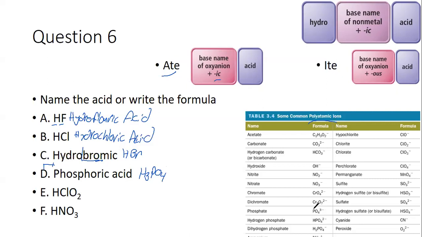Phosphate has a -3 charge, right? Hydrogen will always have a +1 charge when it's alone. So to balance out the -3 charge of phosphate, because remember, when we make compounds, we generally want them to be neutral, I need 3 hydrogens to balance out that phosphate. So H3PO4.